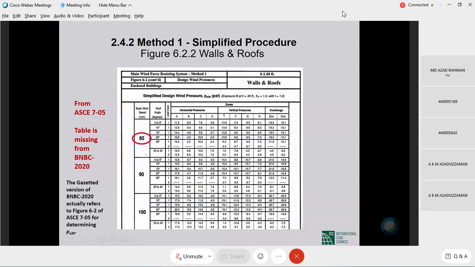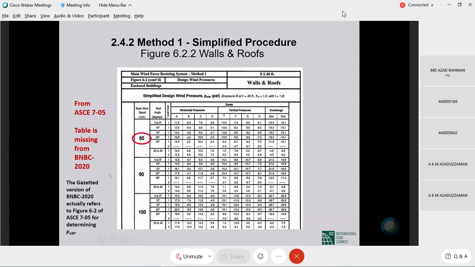this table. Now, to my utter surprise, I found that this vital table was missing from BNBC 2020. The copy I had, which I had every reason to understand was the very latest that was not modified, did not have this table. And I wrote this on the slide: Table is missing from BNBC 2020. Then Pro Dasgupta of our office found that in the gazetted version, BNBC 2020 actually refers to figure 6-2 of ASCE 7-05 for determining P sub S30, which is this table. This is table 6-2.